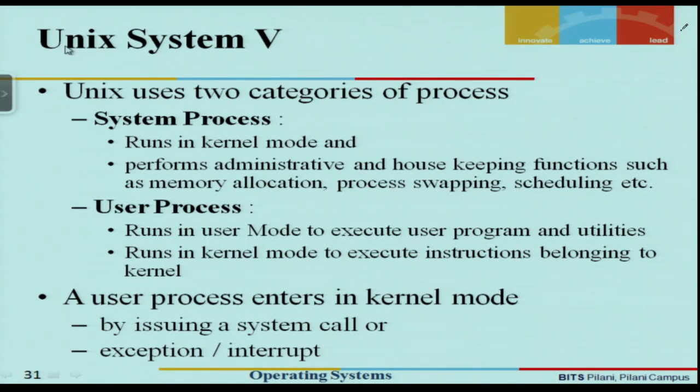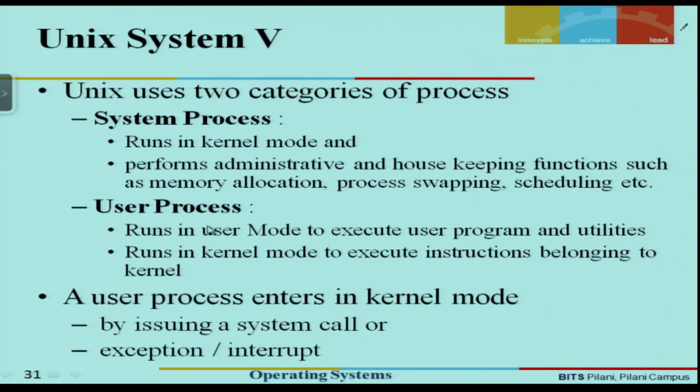If we take an example of Unix System V, we find that Unix supports two categories of processes: one we call a system process, and the other we call a user process. System processes run in kernel running mode and are used for performing administrative and housekeeping functions such as memory allocation, process swapping, scheduling, etc. A user process runs in user mode to execute the user program and utilities, and it runs in kernel mode to execute instructions belonging to the kernel.